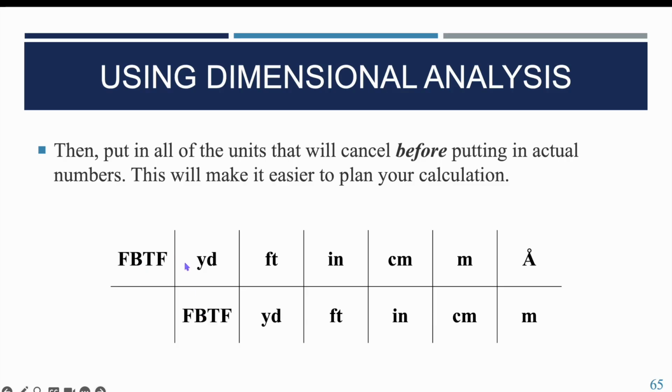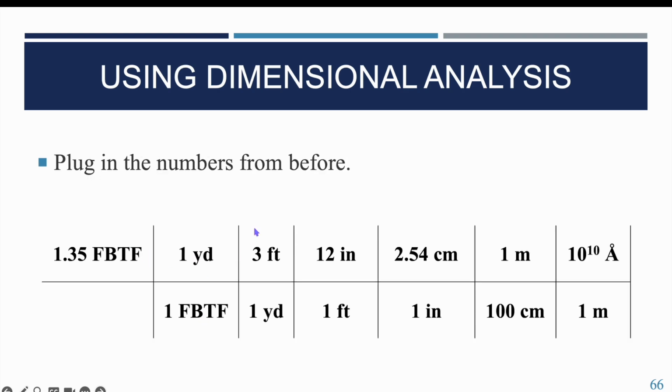And so we're going to arrange them in a way that they can be canceled out. Remember, that is going to be on the diagonal. And then we can plug in the numbers. So 1.35 fruit by the foot. We know that there's 1 fruit by the foot in 1 yard, 3 feet, etc. This last one, remember that the larger value is going to go with the smaller unit. So 10 to the 10th is going to go with the smaller unit, which is angstroms. 1, which is the smaller number, is going to go with meters. You have the same thing over here with centimeters and meters, exact same thing.